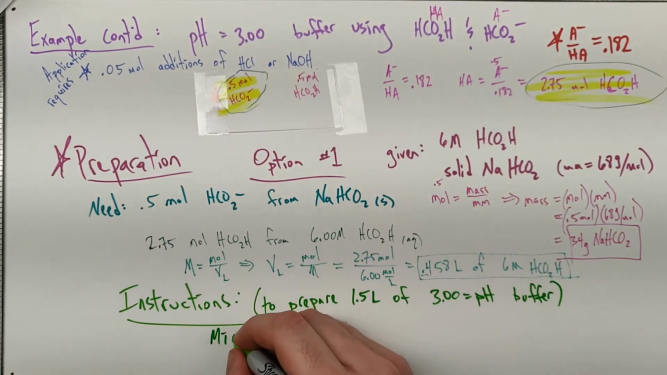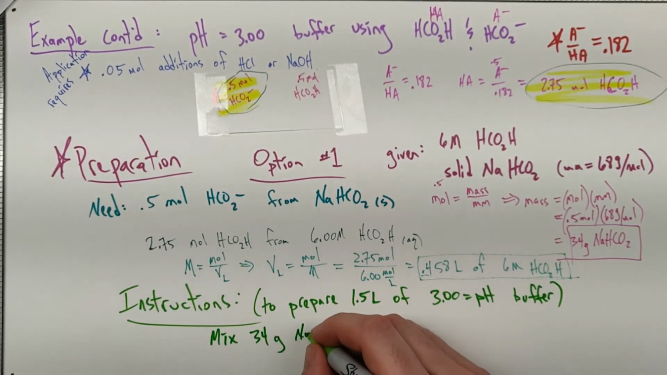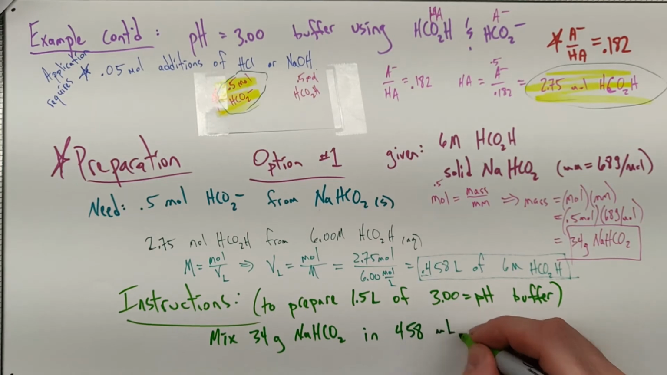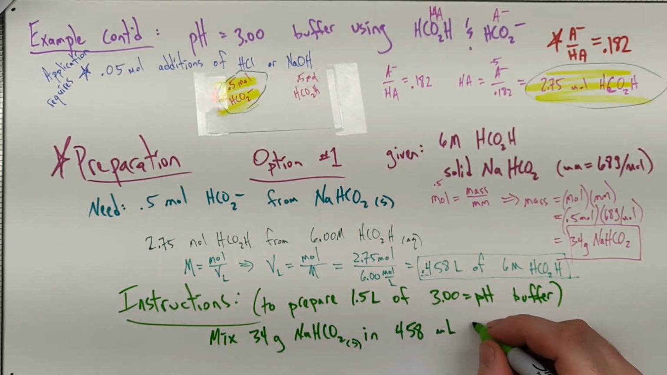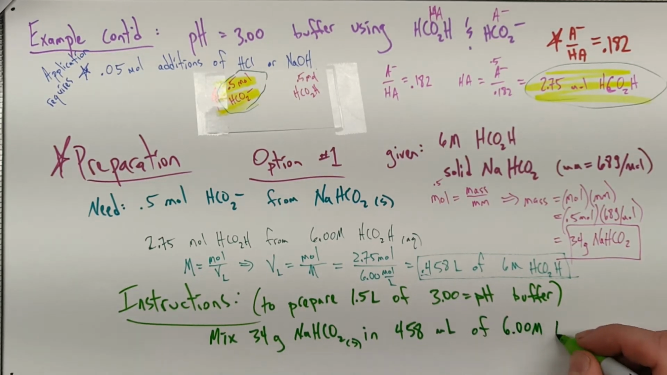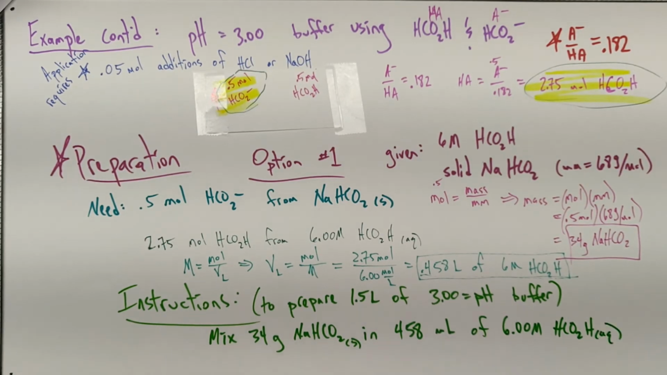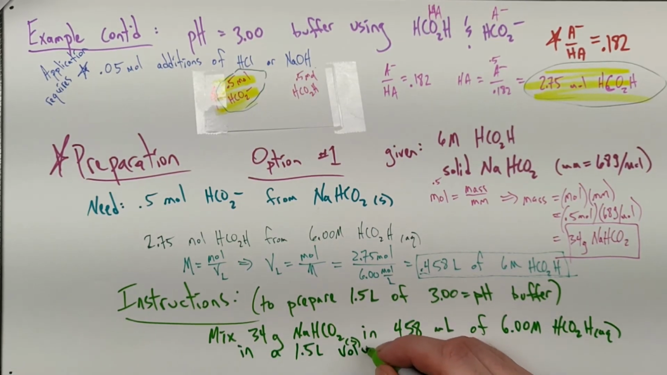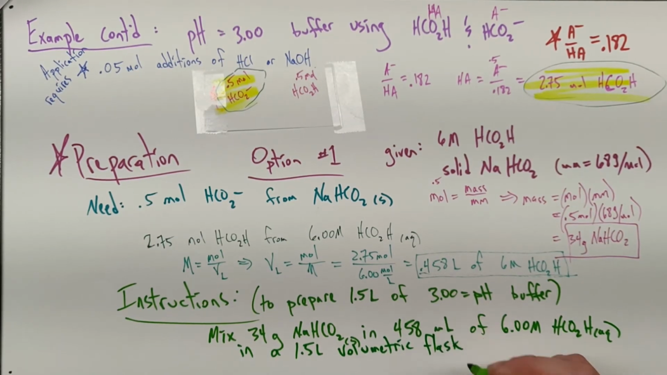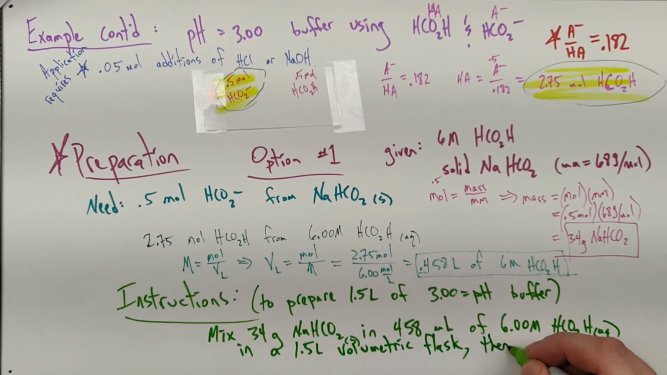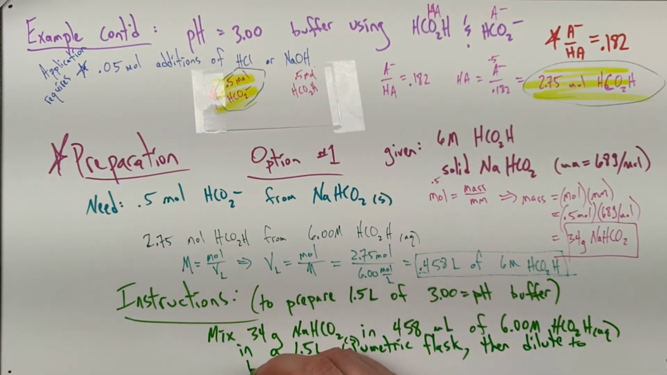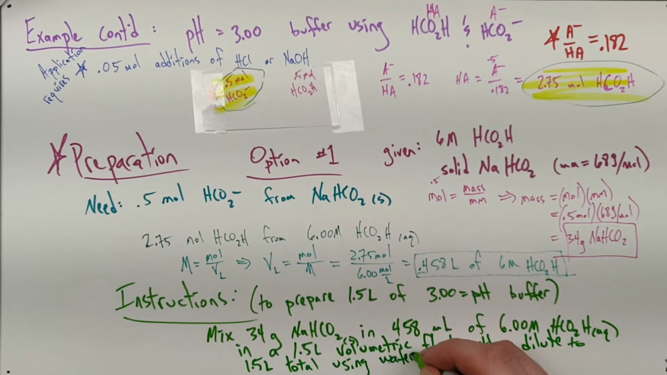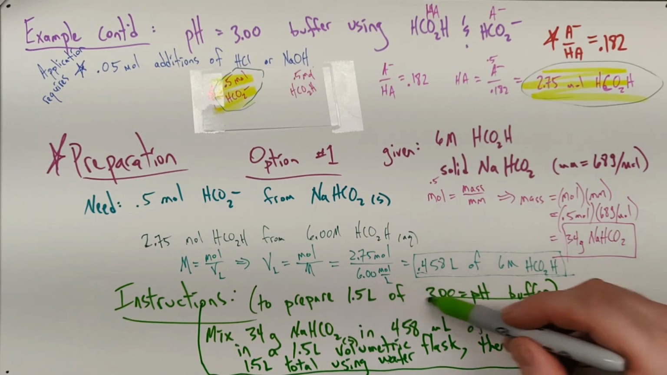So we're going to mix our 34 grams in 458 milliliters of 6.00 molar HCO2H, and then we'll do that in a 1.5 liter volumetric flask. And we'll just check our distance here. Then dilute to 1.5 liters total using water. All right, we just made 1.5 liters of our pH 3 buffer.